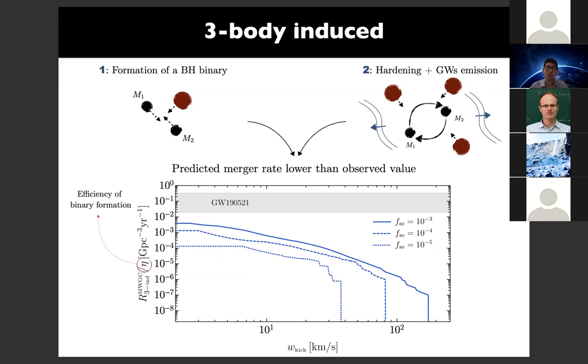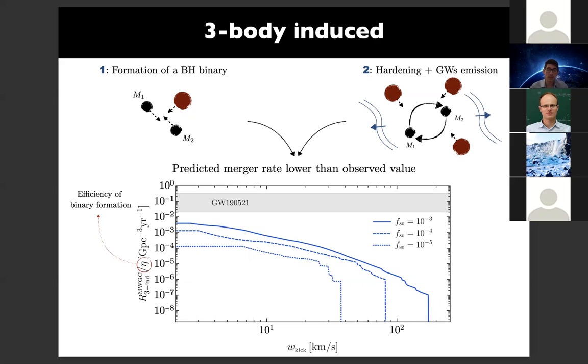But once this binary is formed, it is found to be quite soft, so it has a quite large semi-major axis. In order for this binary to harden and merge, the presence of several lighter objects like stars in the dense environment may lead to interactions of the binary with these lighter objects that make the binary harder, until emission of gravitational waves starts to become relevant. And therefore, one can compute the merger rate for this channel, which is shown in this plot.